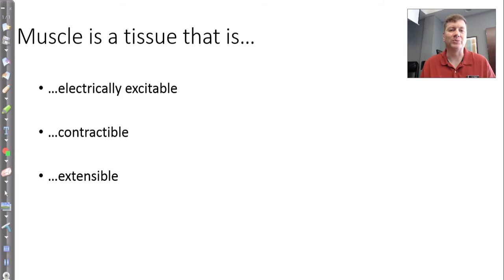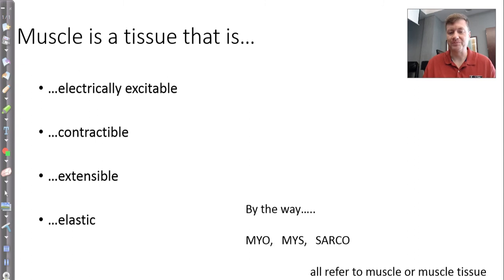It's extensible, which means it can be slightly stretched, and that's important for our range of motion. And muscle is elastic. Once it is stretched, it can come back to its original form and its original shape. So these are all important properties of muscle. Now, again, something like nervous tissue is also electrically excitable, but these four distinguish muscle.